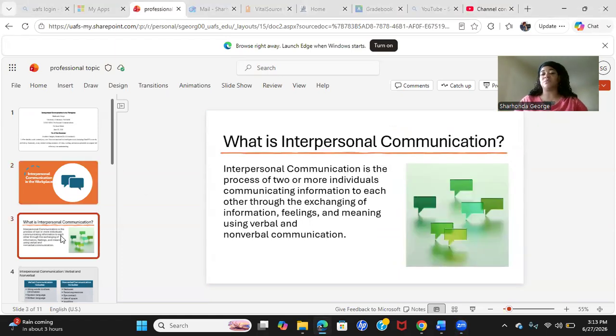What is interpersonal communication? It is the process of two or more individuals communicating information to each other through the exchange of information, feelings, and meanings using verbal and nonverbal communication. Me personally, I work on my nonverbal communication because it is horrible. Facial expressions let everyone know how I feel.